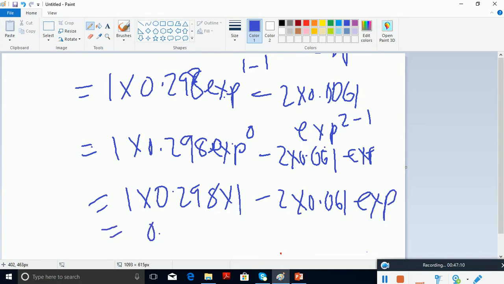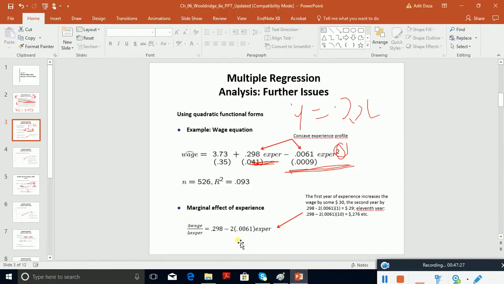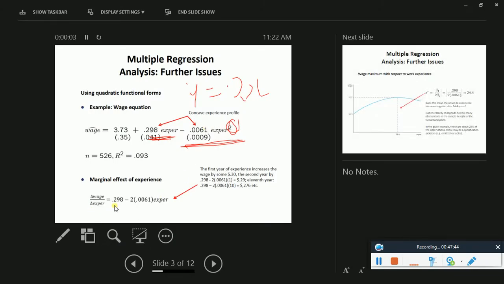Okay. So it's nothing but 0.298 minus 2 times... Right? Is it easy to follow this? So if we go back, you will see this 0.298 minus 2 times 0.0061. Okay, so that's how we do a basic differentiation. As I have said, the linear effect dominates here and the quadratic effect does not dominate that much.